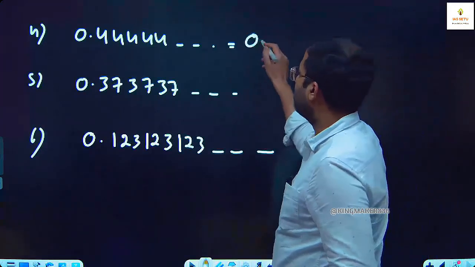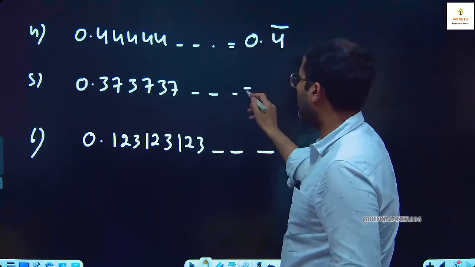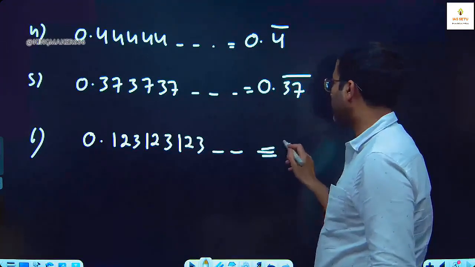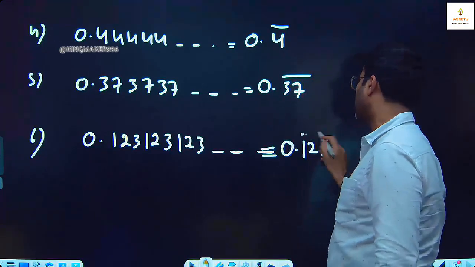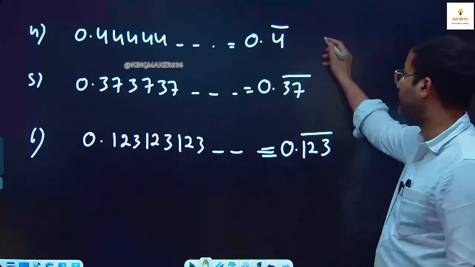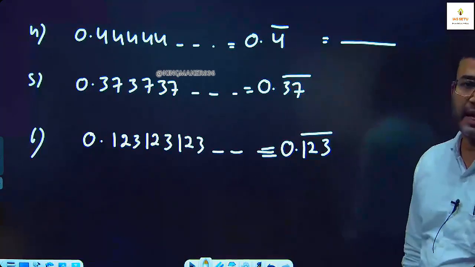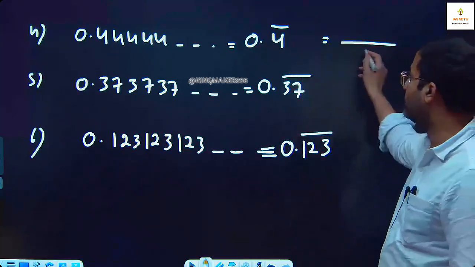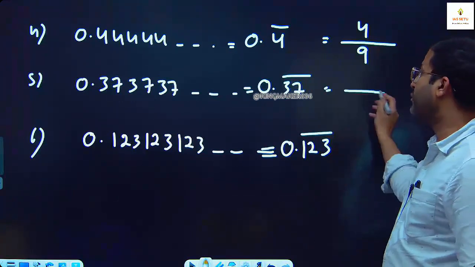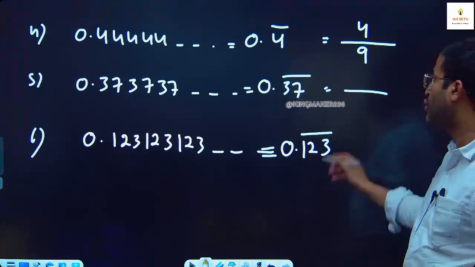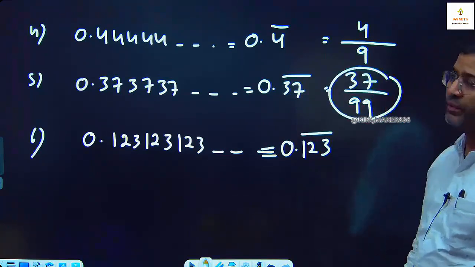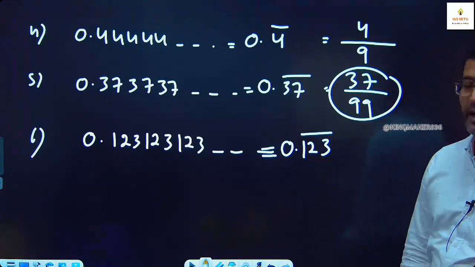Now here it is 0.444 bar on 4. This is 0.37 bar on 37 because 37 reoccurs again and again. This is 123 bar on 123 because this 123 reoccurs again and again. As many 9s as there are digits on the bar? 1 digit, so one 9. So what is your answer? 4 by 9. In the second question, how many digits were there? 2. So double 9 and the numerator is 37. We cannot simplify, so the answer is 37 upon 99.